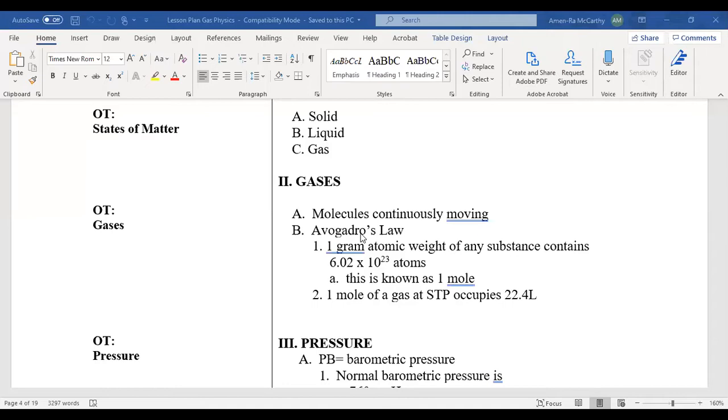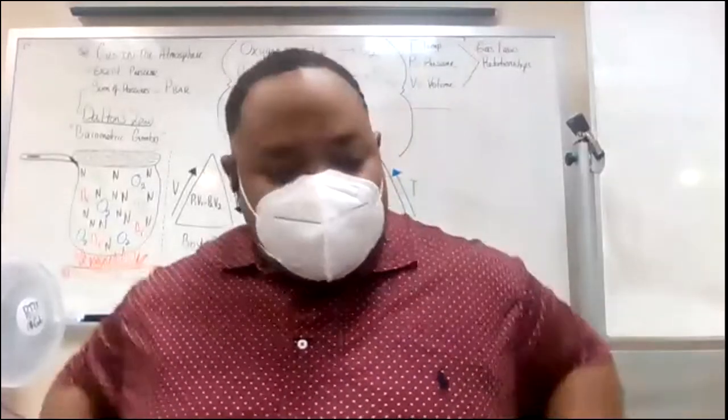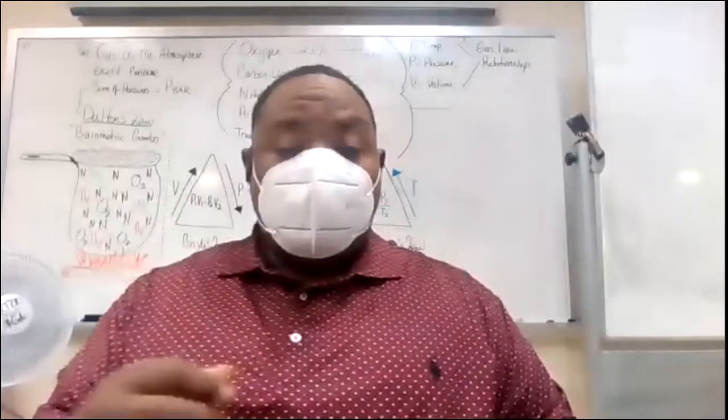Okay. So what he's saying is that if you take 1 gram of any substance, it will have that amount of atoms in it, 6.02 times 10 to the 23, right? Those many atoms in 1 gram of any substance, any mass or matter, okay? And that amount of atoms is called 1 mole, okay?